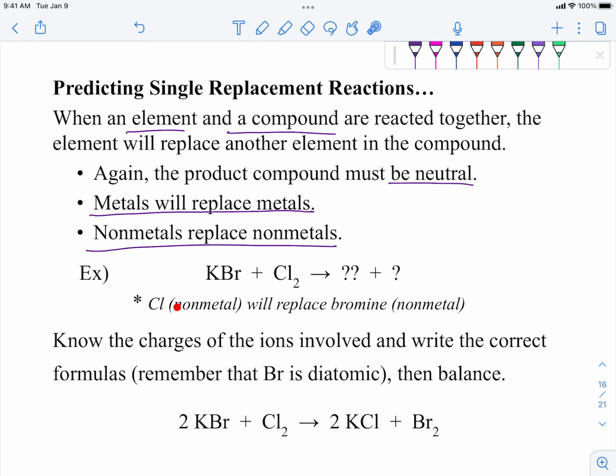To answer this question, you need to realize that chlorine is a nonmetal, so therefore the nonmetal will go in, bromine will get pushed out, which means our compound will be K with Cl and bromine on its own, but it's not really on its own because it's a diatomic element, so it's Br2. K is a +1, Cl is a -1, so that compound works out that way. Okay, so that's an example of nonmetal replacing nonmetal.